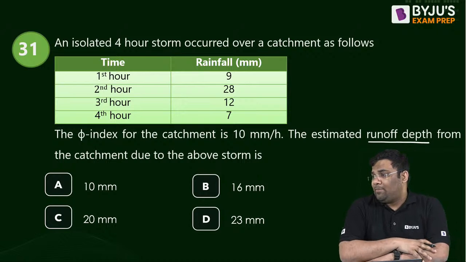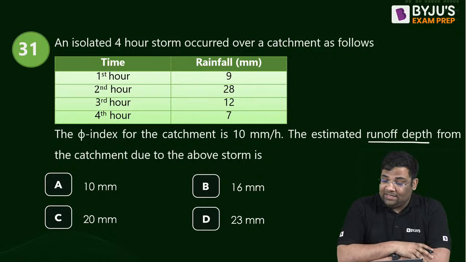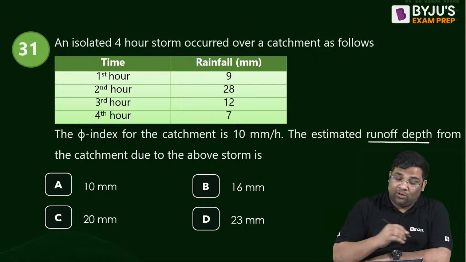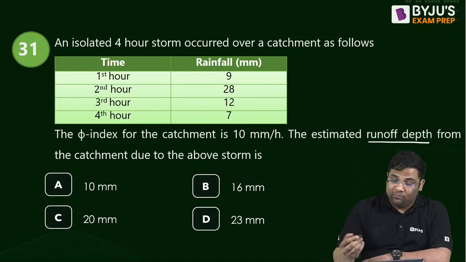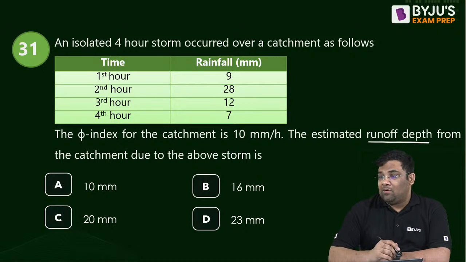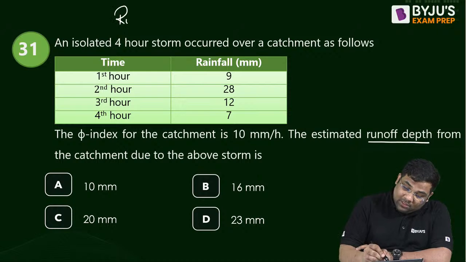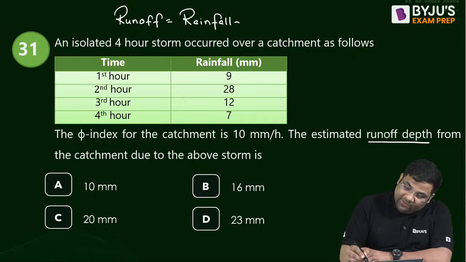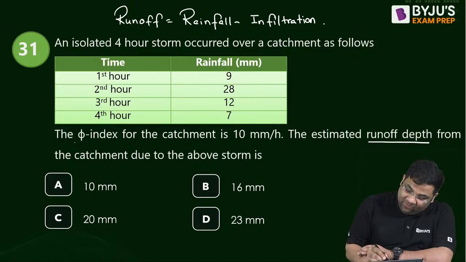Here the phi index is given, and find out the runoff depth. Answer me this question quickly. You can see all these are 1 hour rainfalls, right? Runoff will be equal to rainfall minus the infiltration, right? And your phi index indicates the infiltration only.